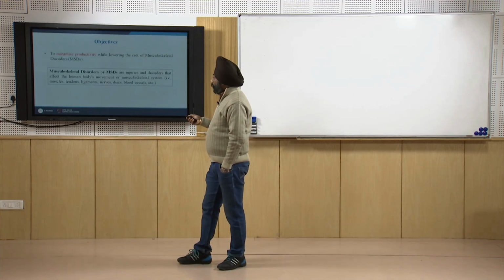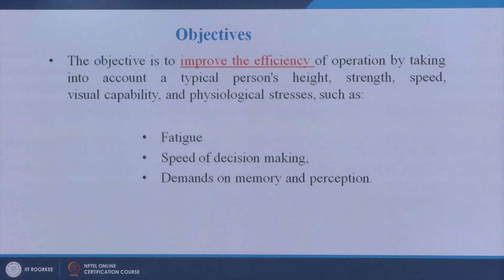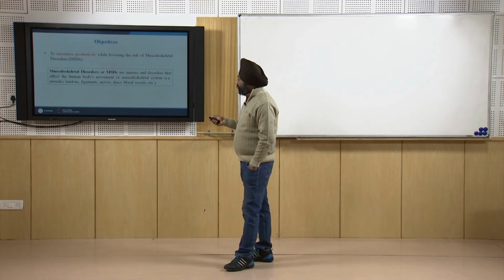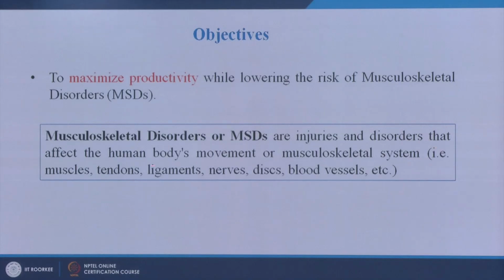The second objective can be to maximize productivity. The first was to improve efficiency. The second is to maximize productivity while lowering the risk of musculoskeletal disorders. Usually in ergonomic terms they are called MSDs. So what are these MSDs? MSDs are injuries and disorders that affect the human body's movement or musculoskeletal system, that is muscles, tendons, ligaments, nerves, discs, blood vessels, etc.